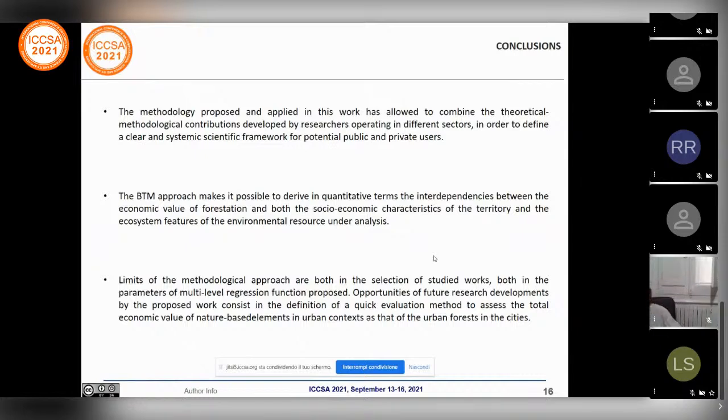And we can see how the limits of the methodological approach proposed are both in the selection of study works, but also in the parameters that we considered in the construction of the benefit transfer value function. Opportunities to develop this research consist, and can be seen, in the definition of a quick evaluation method to assess the total economic value, also according to the production of ecosystem services that can be derived by the presence and insertion of specific urban forests in the cities.